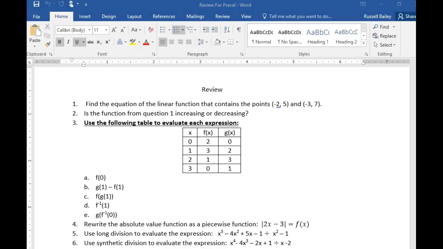All right, so let's go ahead and take a look at number 1 here. It says find the equation of the linear function that contains these points. So to find the equation of a linear function, you need to find your slope. You need to find your y-intercept. And once you have those two things, you can actually write your equation.